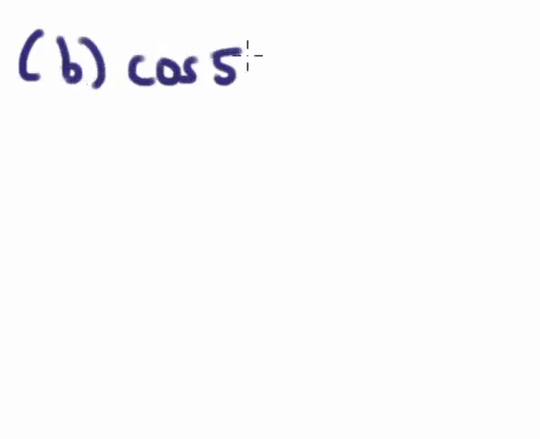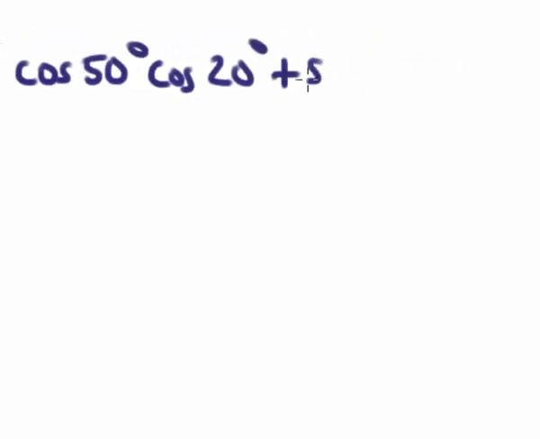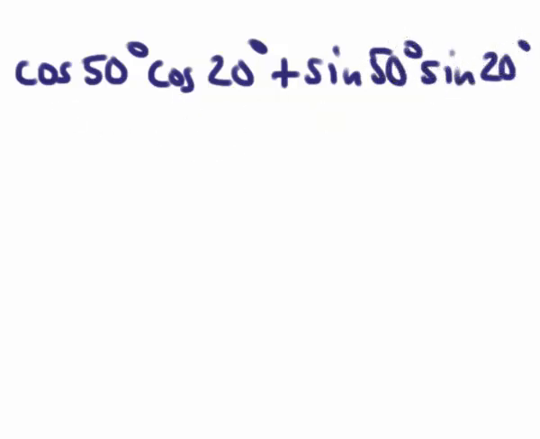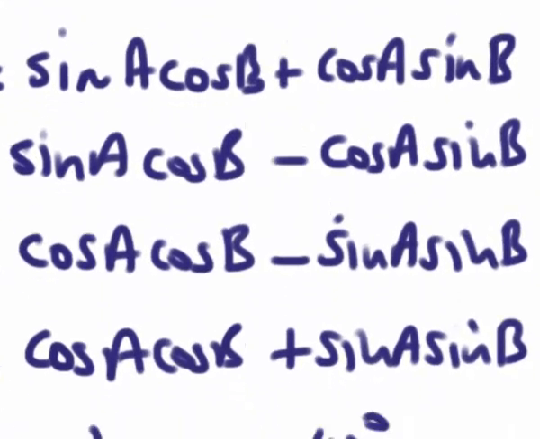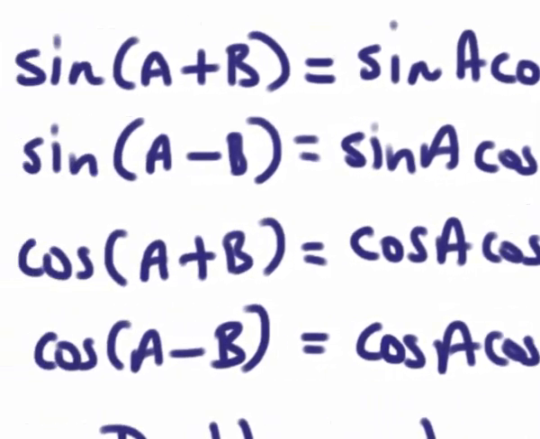I think we should try another one. What about this one? See if you can do this here. If I said to you cos of 50, now that's not special, cos of 20, plus the sine of 50, sine of 20. Well, let's see, is there a formula for cos plus sine? Let's go up and look. Okay, cos plus sine is this one, so it's cos A minus B.